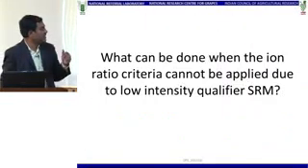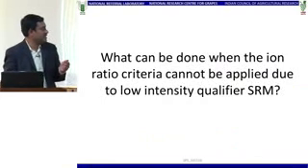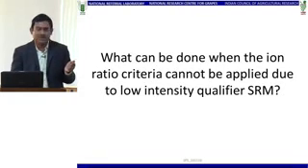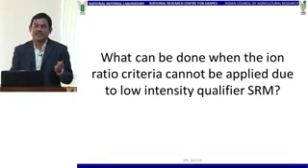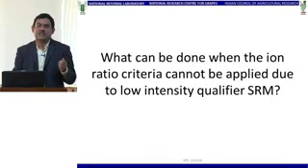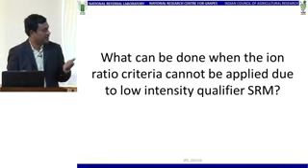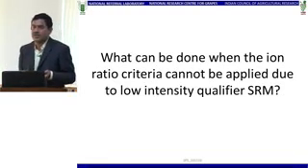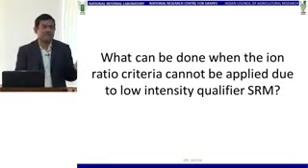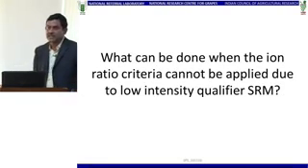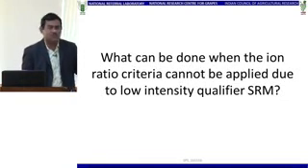So what can be done when the ion ratio criteria cannot be applied due to low intensity qualifier S/N? That's a very important thing, because nowadays in many of the matrices it's very easy to say that you look for 2 transitions, but the second transition may not be strong enough. So in most of the new generation instruments, one good advantage is that you have the possibility of a scan function also. So you analyze it by MSMS, and there is a possibility of doing a full scan.